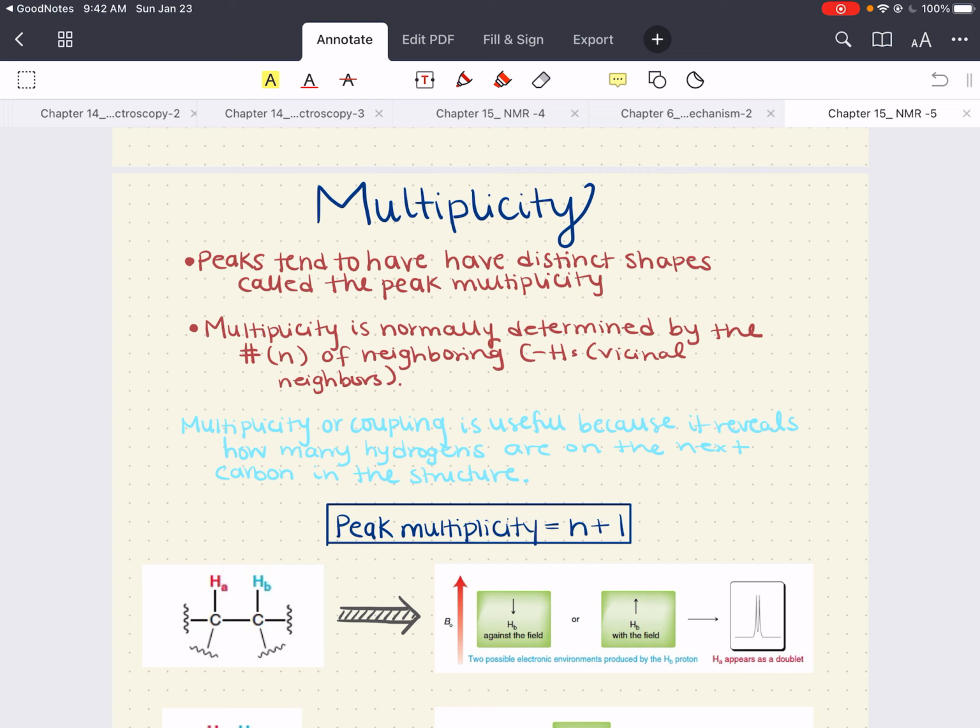So today we're going to talk about the 4th piece of information that you can extract from NMR, and that is multiplicity. In NMR, peaks tend to have these distinct shapes called the peak multiplicity. Multiplicity, or in other words, coupling, is a view on the environment that a hydrogen resides in. It reveals how many hydrogens are on the next carbon in the structure. So when you look at NMR, multiplicity is defined by the number of peaks in the signal.